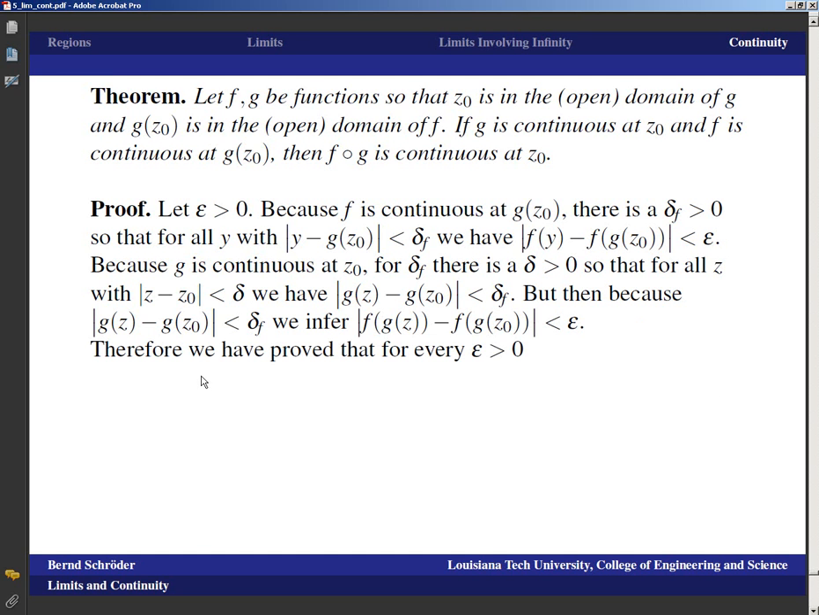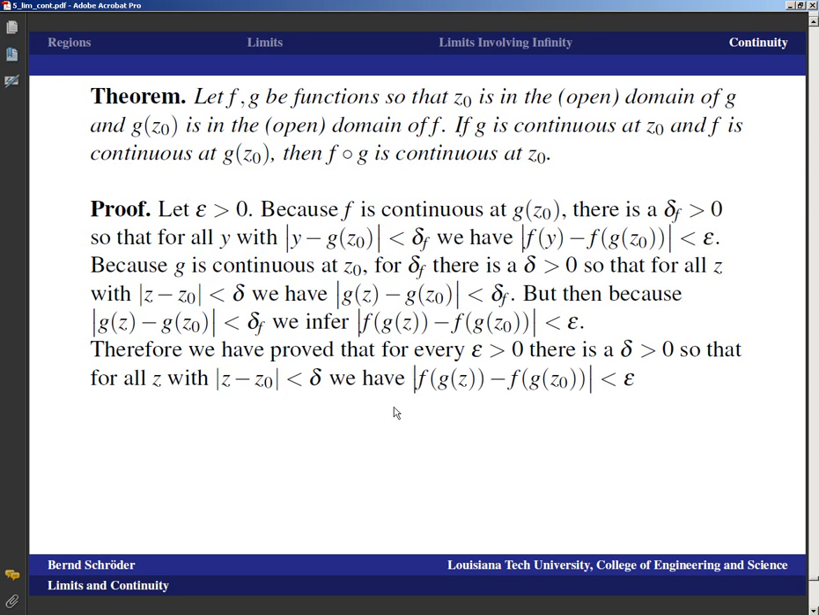Well, therefore we have proved that for every epsilon greater than 0, from here, there is a delta greater than 0, which we encountered here, so that for all z with z minus z0 smaller than delta, which we got here, we have that f of g of z minus f of g of z0 is smaller than epsilon, which we got here. So we have verified the definition of continuity for f composed with g at z0, and so that means f composed with g is continuous at z0, and that is the end of that proof.